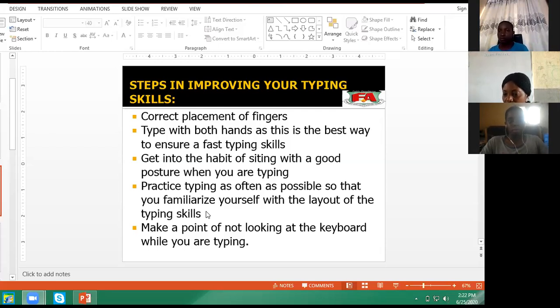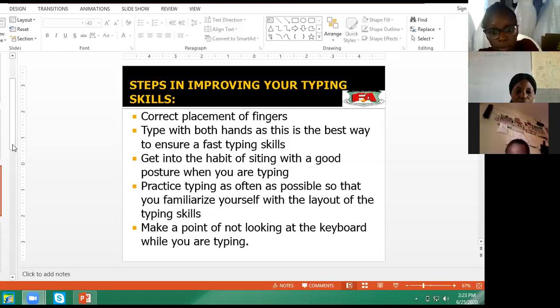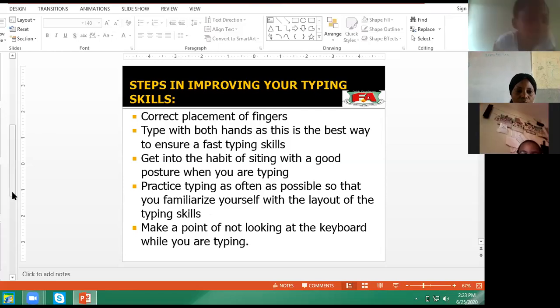Are you getting it now? So it's only your fingers that will be doing the what? The punching of those what? Of those keys. Any other question? No, ma. Any other question? Okay. No, the absence of none.